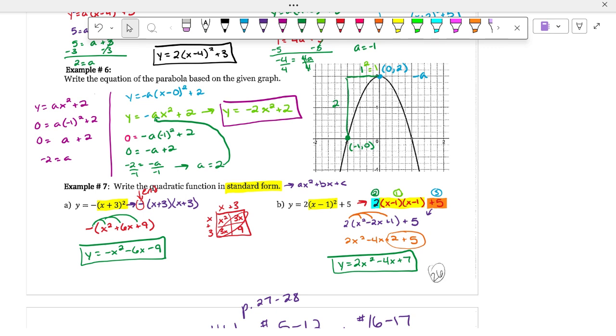to complete the square. Now, why is this important? This is important because we know how to go from vertex form to standard form. But now we need to learn how to go in the opposite direction, from standard form to vertex form. Now, the only way to do that is through a method called completing the square.